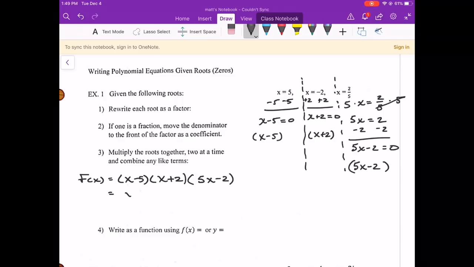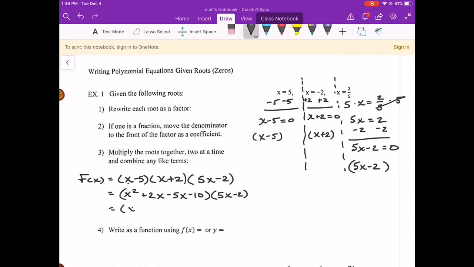All right, so here we go. x times x is x squared. x times positive 2 is 2x. Negative 5 times x is negative 5x. Negative 5 times 2 is negative 10. Again, this last factor is just riding along until it's time to use it. I'm going to combine like terms in the middle here. So that's going to give me x squared minus 3x minus 10, as the 2x and the negative 5x were the only like terms.